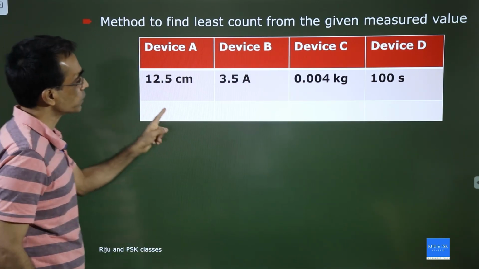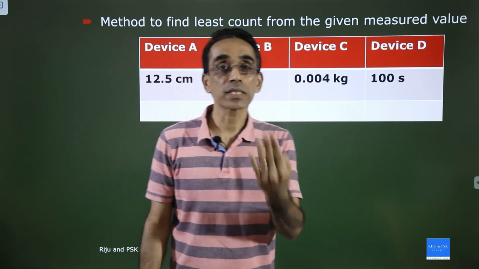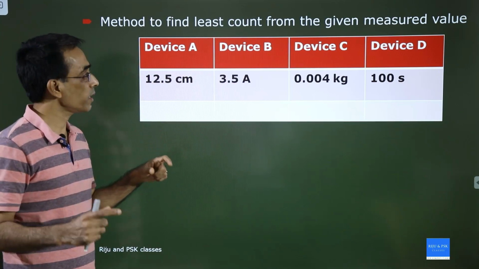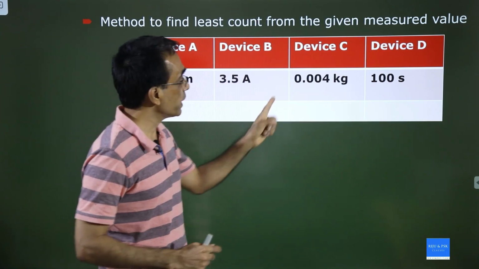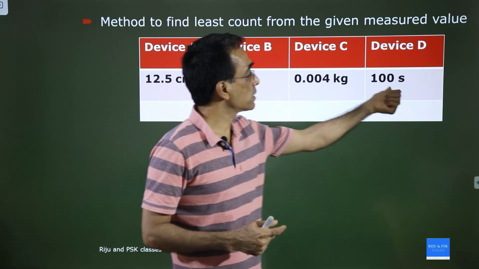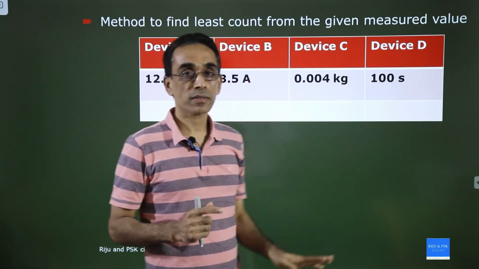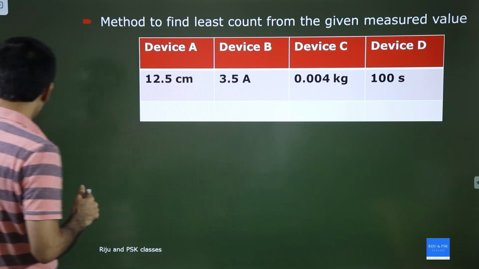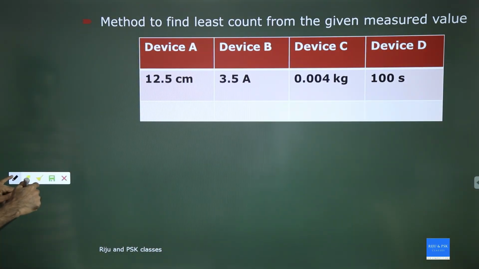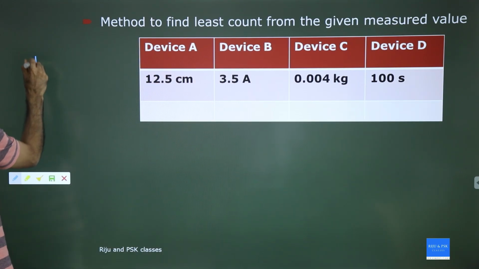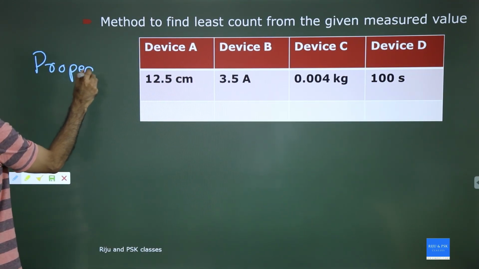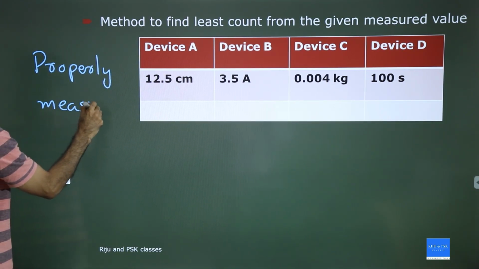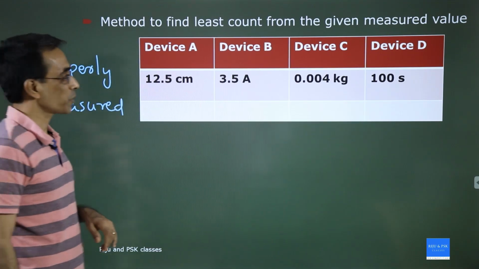So all of them, this one, this one, this one, and this one, are measured from 4 different devices. This is measured using a scale. This is an ammeter. This is kilogram, a mass measuring device. This is second, time. So these are 4 different devices, and each of them is properly measured by somebody. I should tell you, my method is applicable only when it is properly measured. Later on you will understand the meaning of proper and improper.